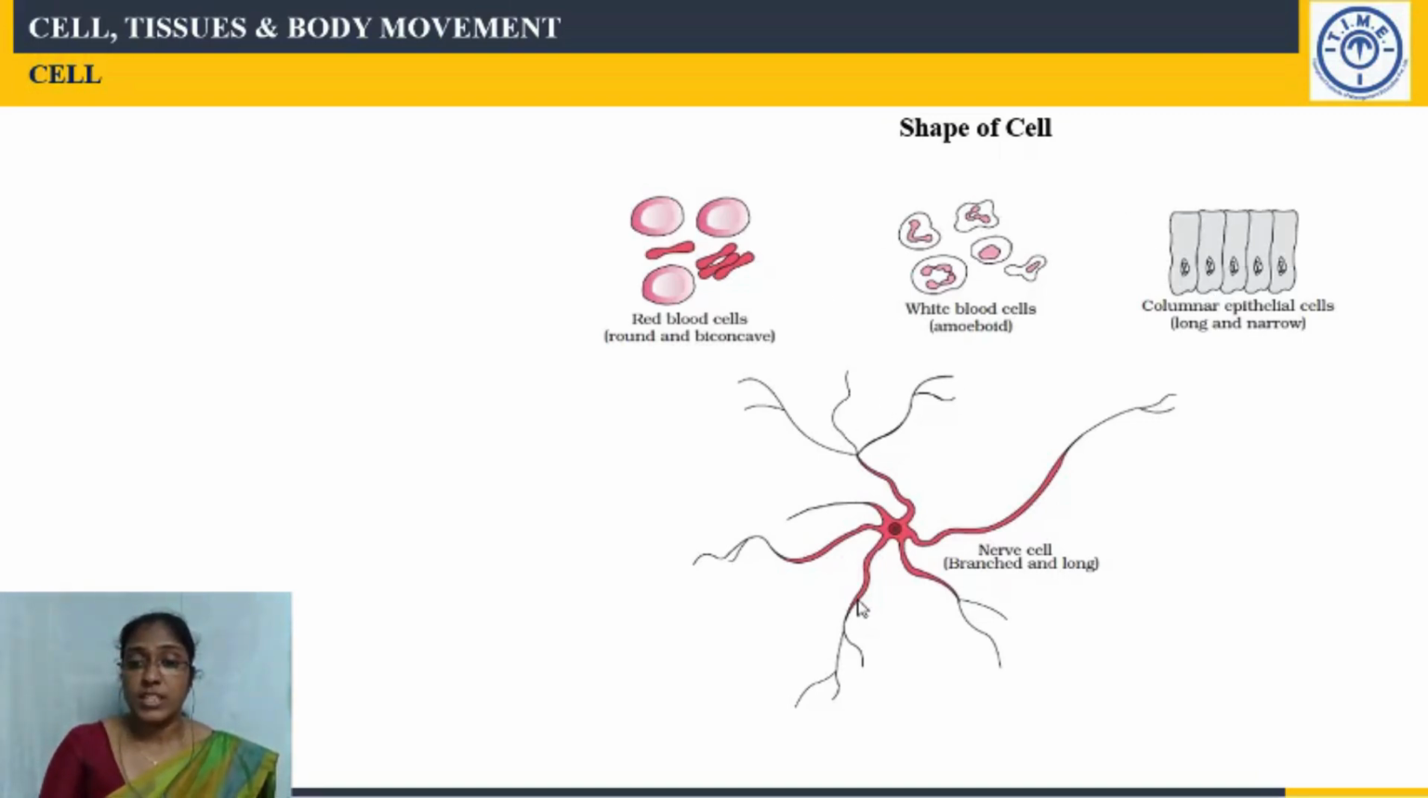Then what about this nerve cell? Nerve cell, it is branched and long. How does it look? It is not a single one, it is branched. It has a cell body, a nucleus, dendrons, dendrites, and an axon like that. When you study the structure of a neuron, you will be studying the different parts of a neuron. So here the figure is conveying the message to you that there are different shapes for a cell depending upon their function. It is their function which decides their shape. Okay.